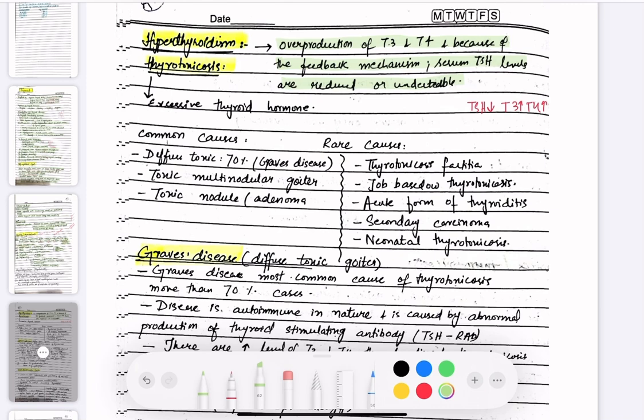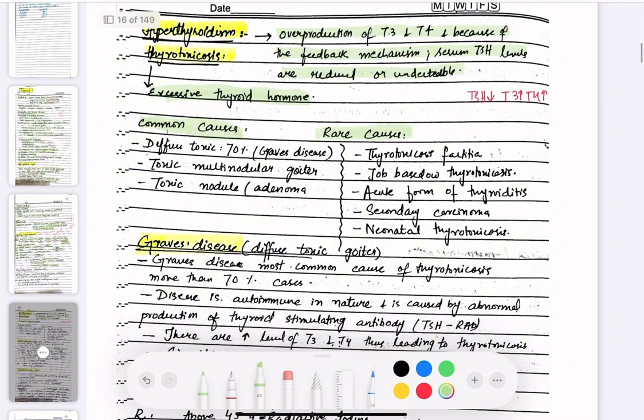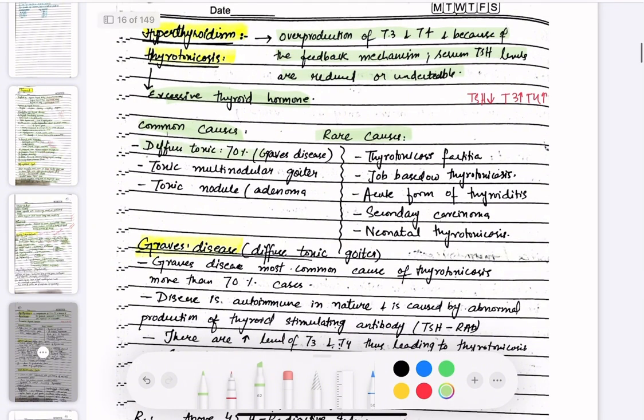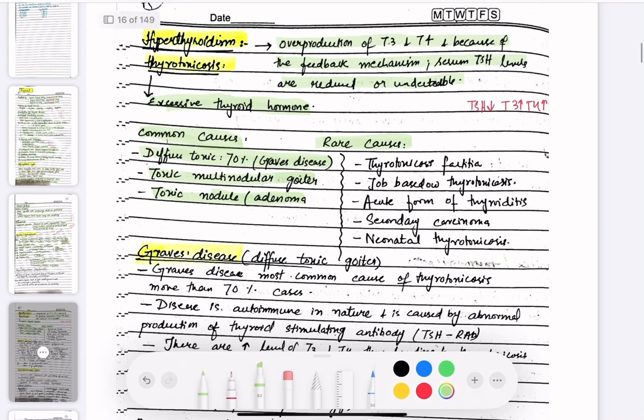Now the common causes of hyperthyroidism and the rare causes. The common causes are diffuse toxic goiter, that is Graves' disease, 70%, and toxic multinodular goiter and toxic nodule, that is adenoma. These are the causes of hyperthyroidism. The rare causes are thyrotoxicosis factitia, iodine-induced thyrotoxicosis, acute form of thyroiditis, secondary carcinoma, and neonatal thyrotoxicosis. These are the rare causes.